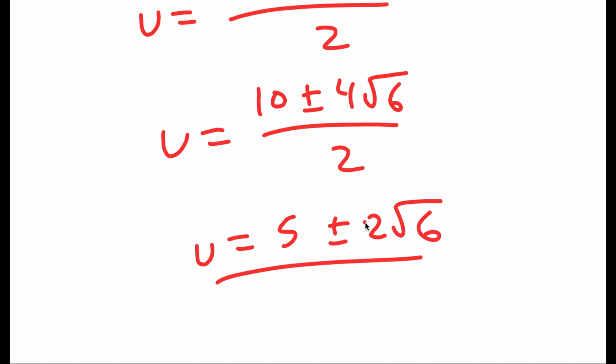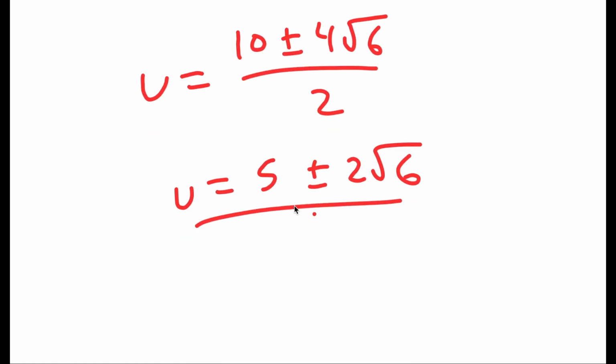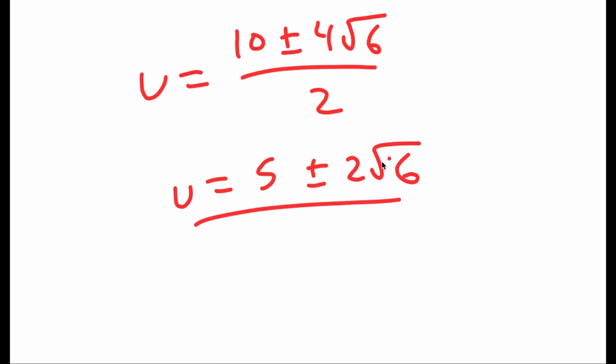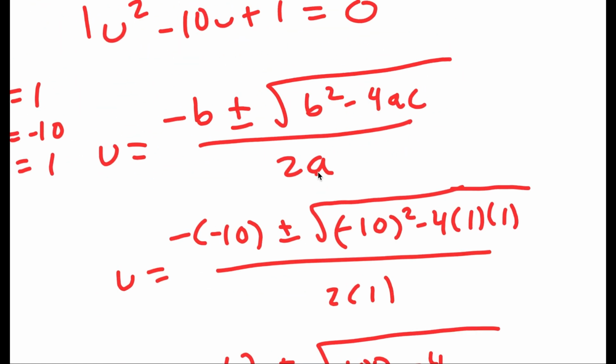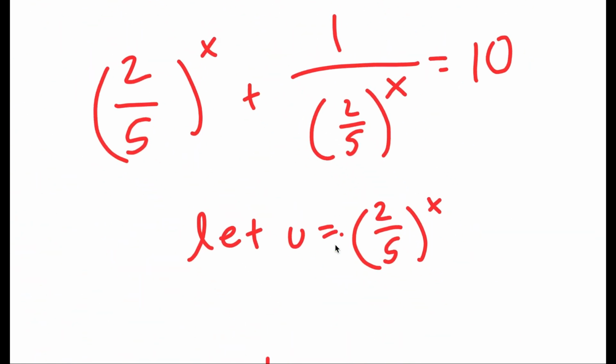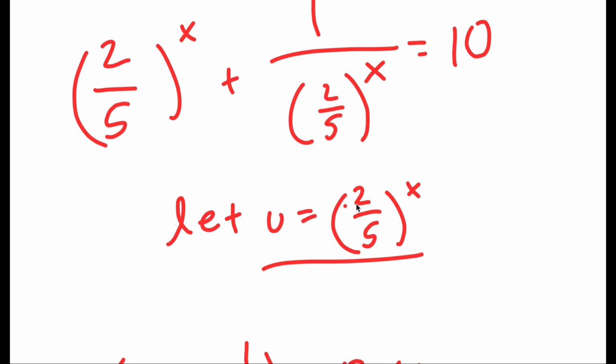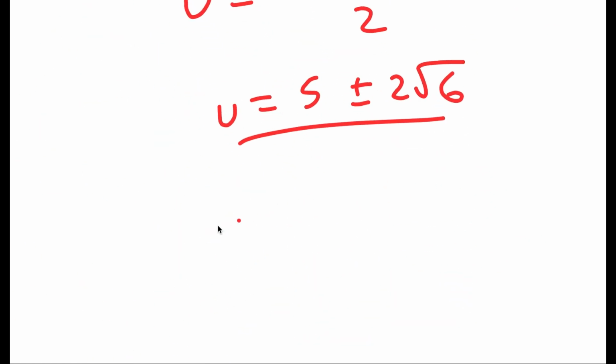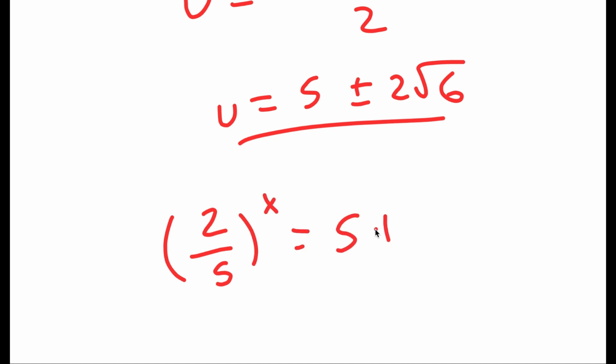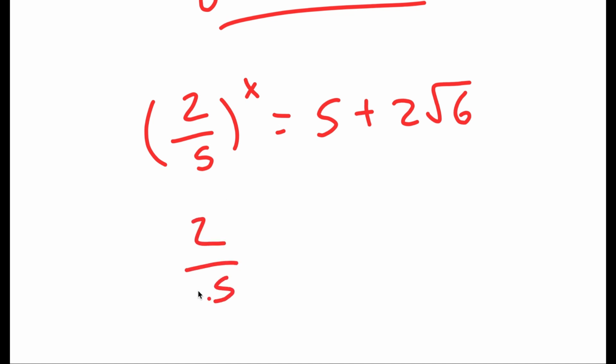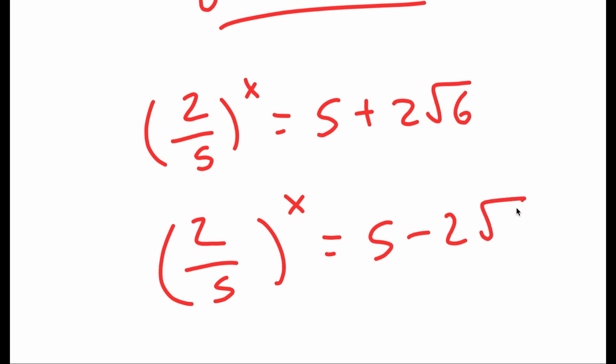So this is my value of u, or two values I should say, because we have 5 plus 2 root 6 and 5 minus 2 root 6. So now if I go back, I remember how I let u equal to 2 over 5 to the power of x, meaning I have 2 over 5 to the power of x is equal to 5 plus 2 root 6, and 2 over 5 to the power of x is equal to 5 minus 2 root 6.